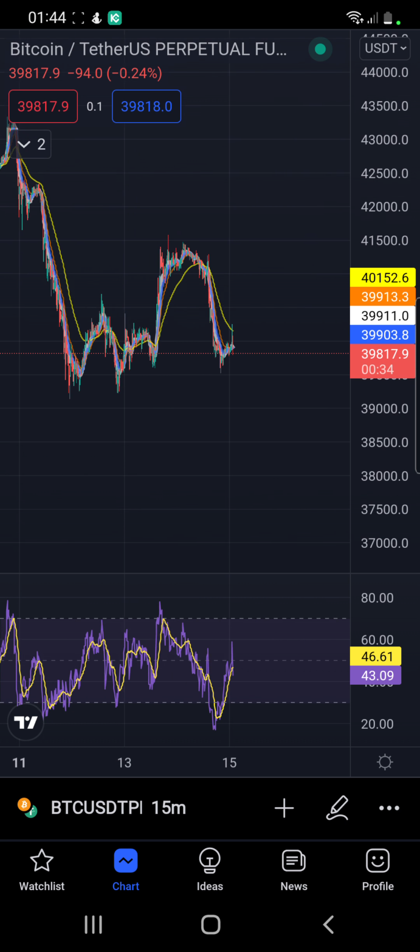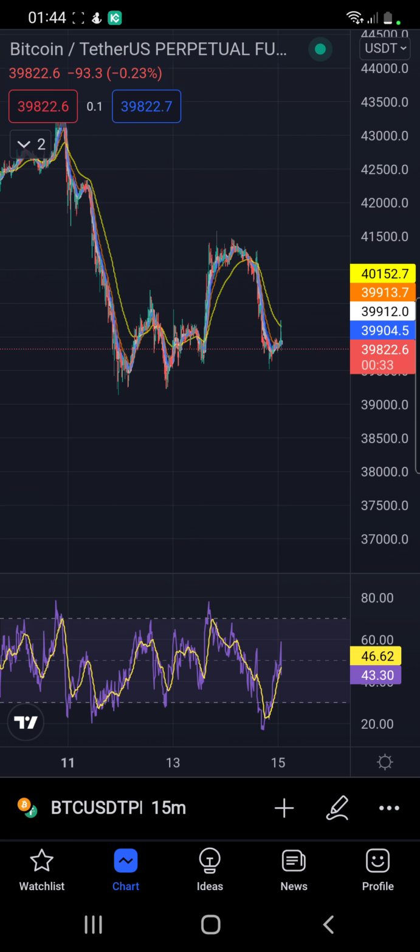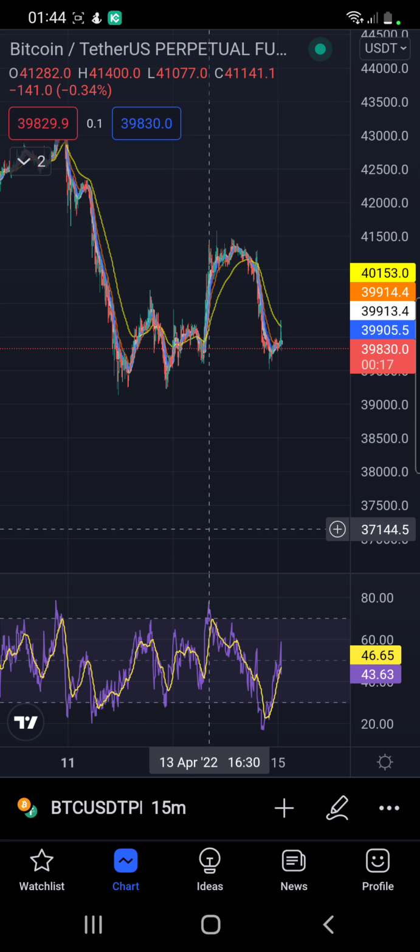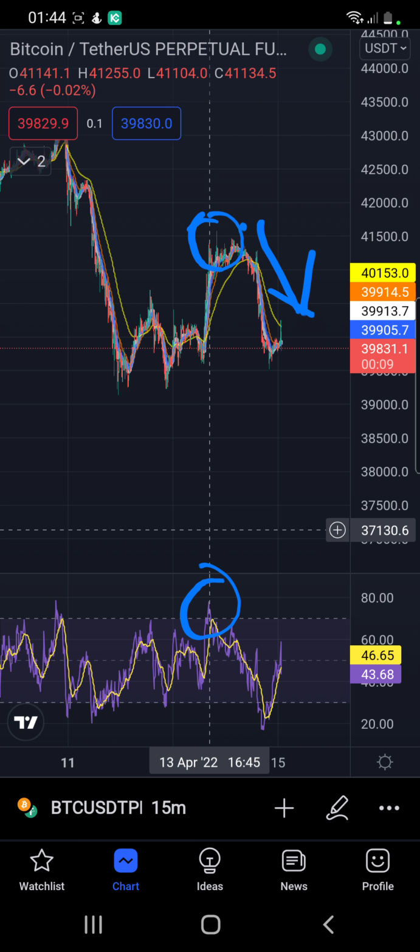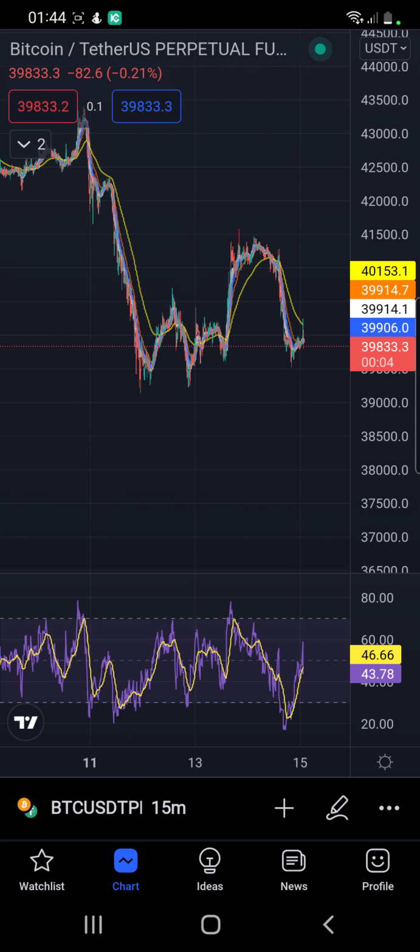When you see the line has crossed above 70, that means it has been overbought. When anything is overbought, it usually tends to come down. So what happened over here? It was overbought over here, and over here, and it came down. Yeah, so let's see some other examples.